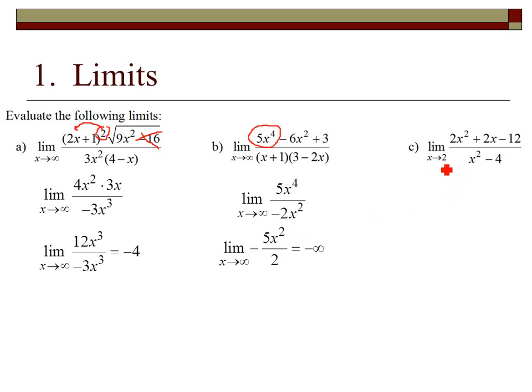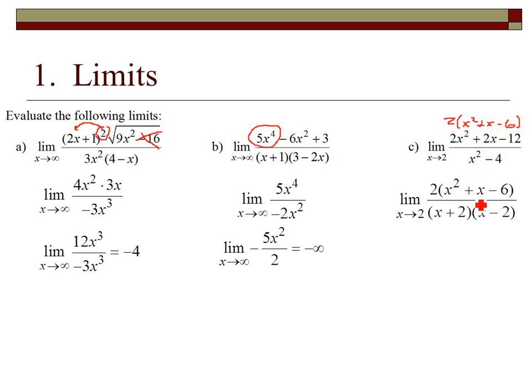Okay, then we get to limits at a point. What happens here, when I plug in 2, I'm going to get 0 over 0. So this tells me I can factor and reduce. At the top, we're going to first factor out a 2. So you'd have 2 times x squared plus x minus 6. Then, of course, this will factor as x plus 3 times x minus 2. The bottom is x plus 2 times x minus 2.